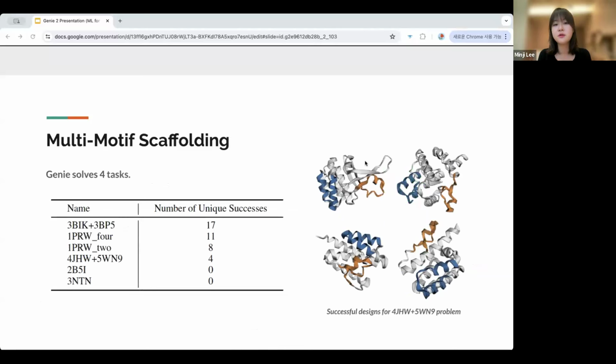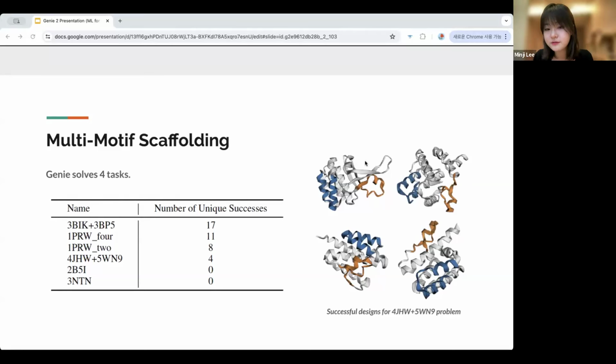Genie solves 4 problems out of the 6 created problems. Similar to the single motif problems, we report the number of unique successes in this table. But one caveat here is that currently we are not evaluating if one motif blocks the other motif, or if the scaffold is clashing with its interaction partner. For example, the problem 2B5I has interaction partners. But currently it relies on manual checking since the number of structures is small. One future direction is including this in the evaluation pipeline.